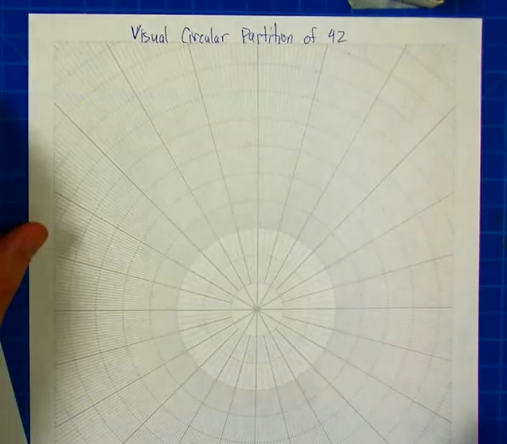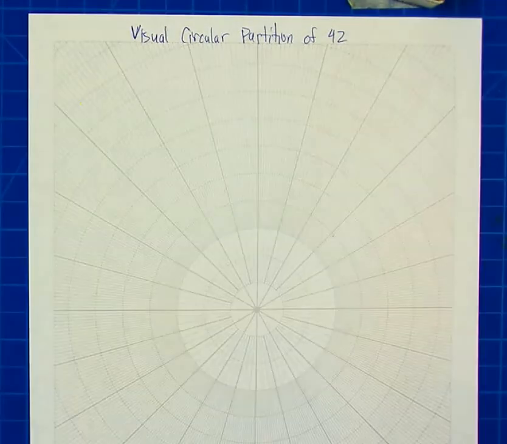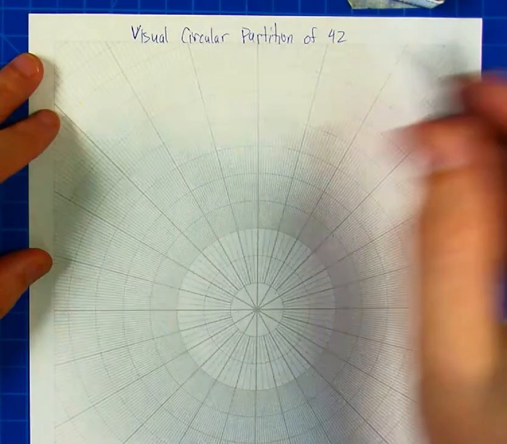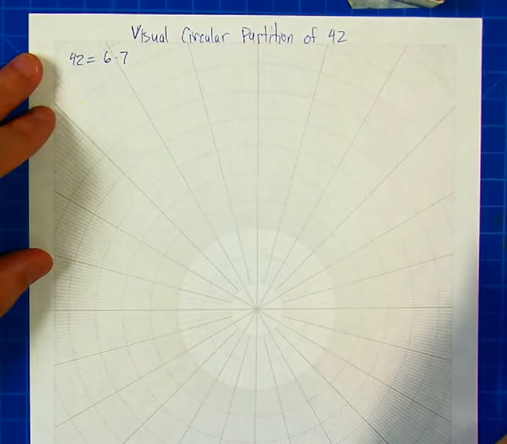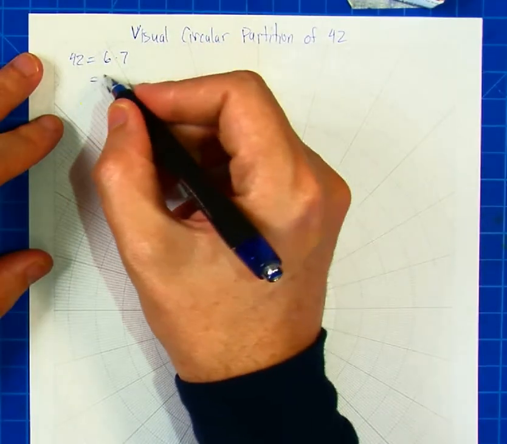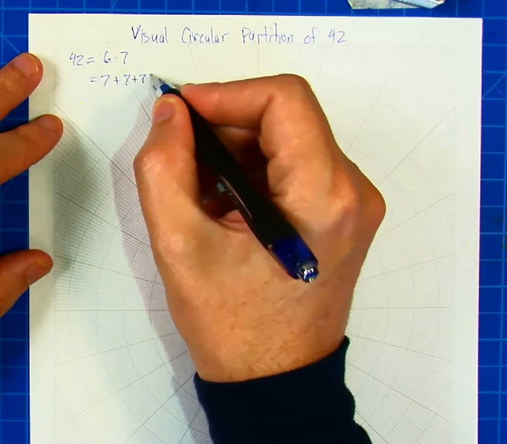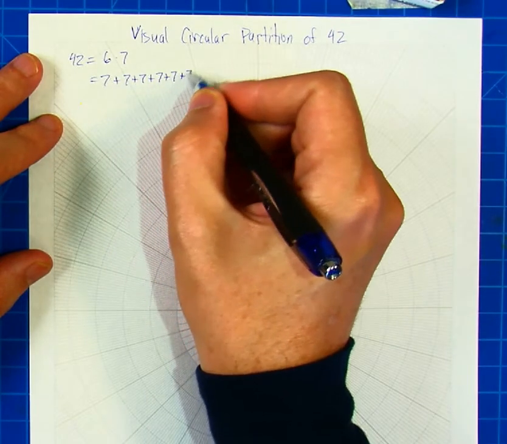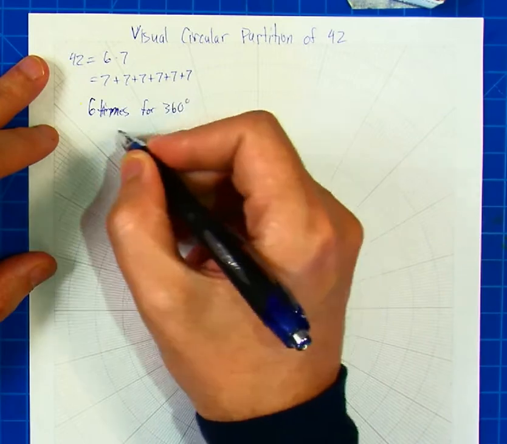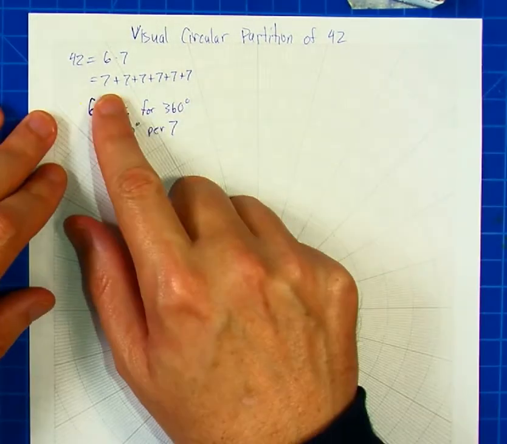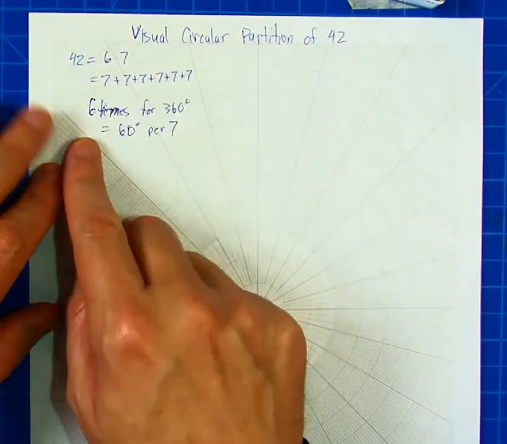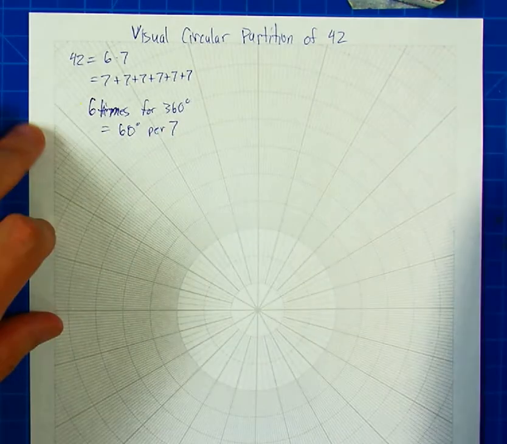A fun thing you might think about doing is to make a visual partition in a circle. So we're going to use the number 42. 42 is equal to 6 times 7, which means it's 7 plus 7 plus 7 plus 7 plus 7 plus 7. The number 7 occurs 6 times, so if I want to fill all 360 degrees, I'm going to do 60 degrees per 7, just this divided by this. So I'll go ahead and draw that in.